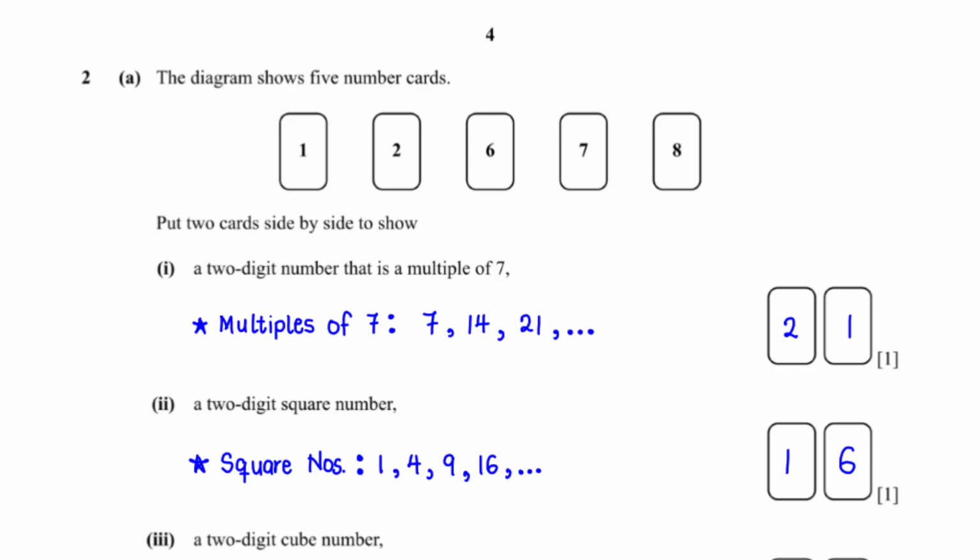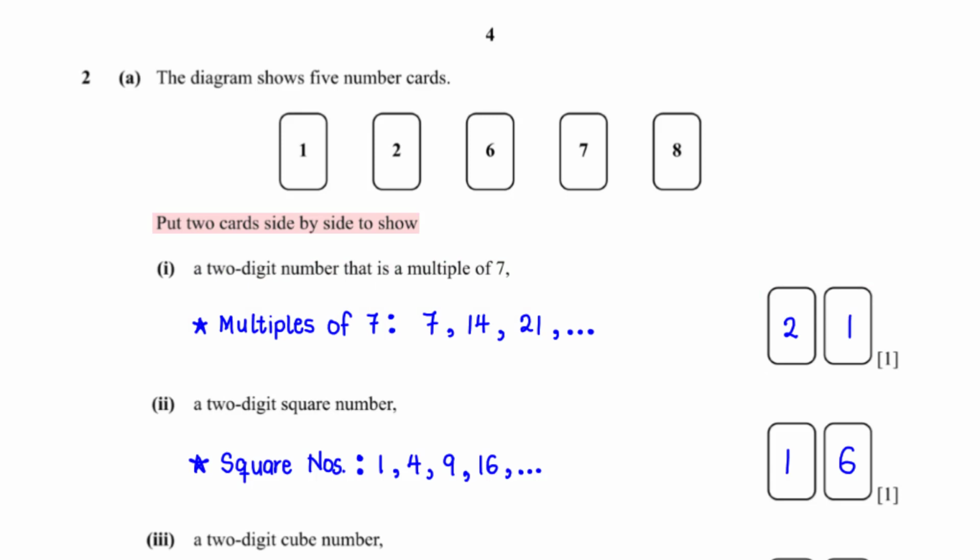The diagram shows 5 number cards. Put 2 cards side by side to show a 2-digit number that is a multiple of 7. Here are the first few multiples of 7. We want a 2-digit number from the list that can be formed with the number cards we've been given, and so we go with 21.